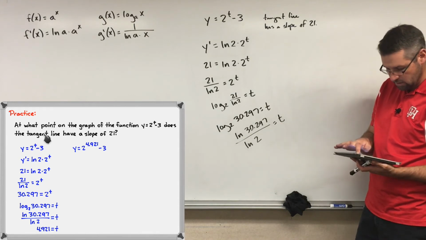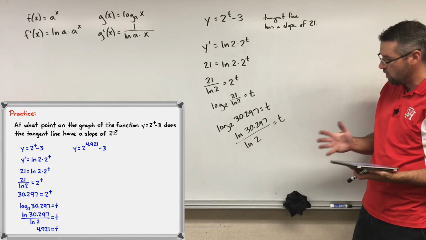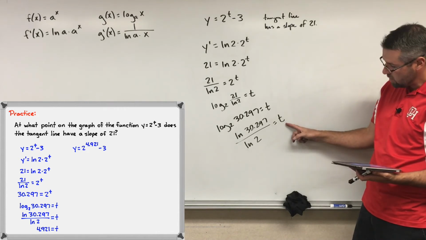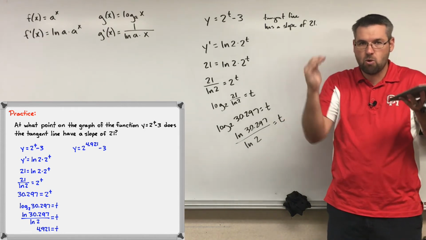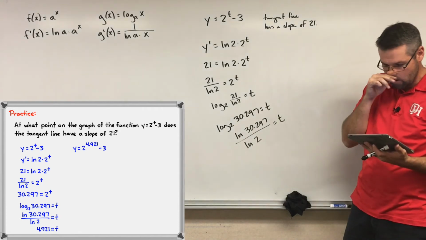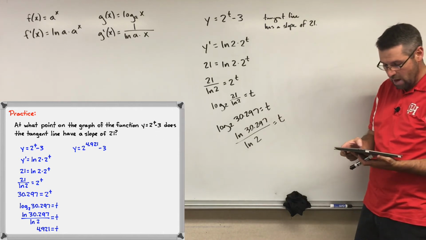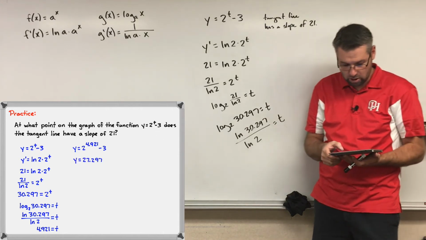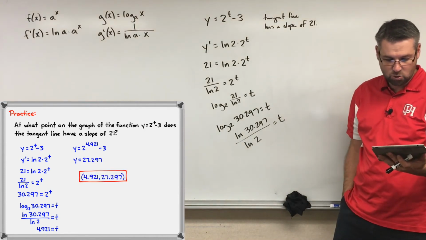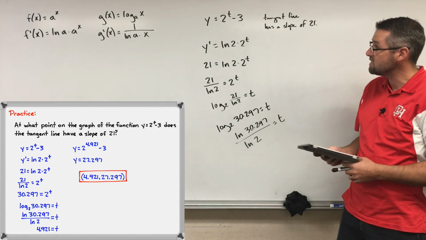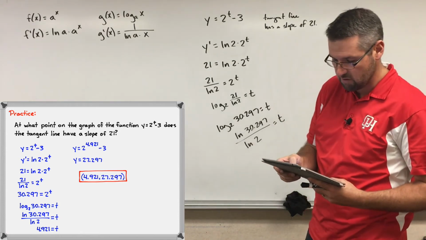All right, oh, and I guess I didn't answer the question here. It says, at what points on the graph does that function have a slope of a tangent line of 21? Well, we found the t value of 4.921. Now we need to find the y value because we're looking for the point, the coordinate, the x comma y, or in this case the t comma y. So we're going to go ahead and plug 4.921 back into the original equation to figure out the y value there. And again, this is all calculator work. And so you end up with 27.297, which means your coordinate is going to be 4.921 comma 27.297.